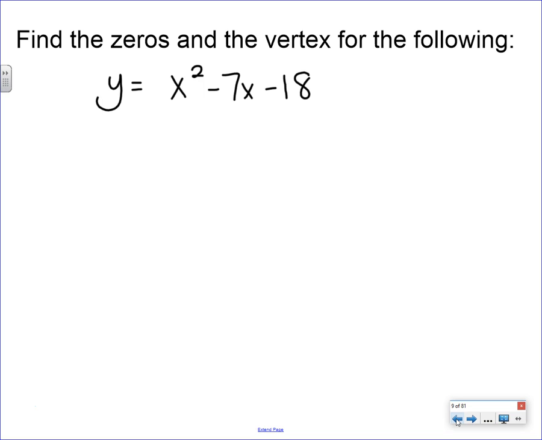Am I making you put it in standard form using complete the square? No. I'm just going to ask you to find the zeros and find the vertex. And some of you are like, wait a minute, this one factors nice. I don't even need the quadratic formula or complete the square. But you would need to find the vertex, which is messy.